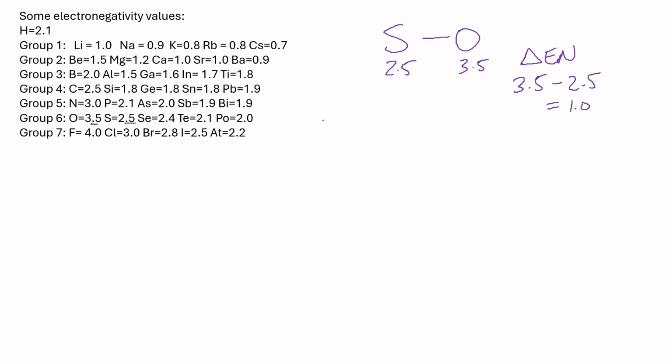Now, change page here, fresh page. Let's take a look at sulfur and oxygen, for example. Sulfur here on the chart is 2.5, and oxygen, which is the one we just did, is 3.5. Once again, we take the difference in electronegativity. That's going to be 3.5 minus 2.5, which gives us a difference of 1, which is between 0.5 and less than 2. That would tell us it is polar as well.